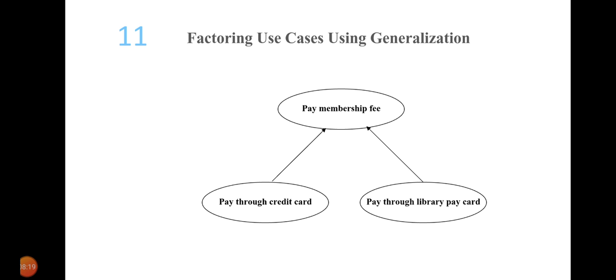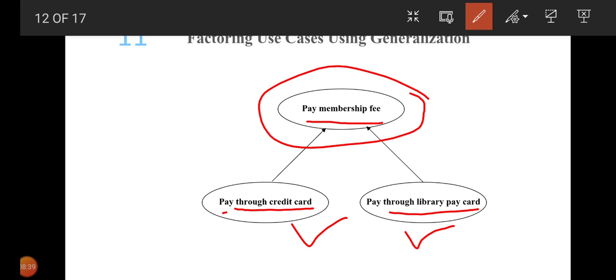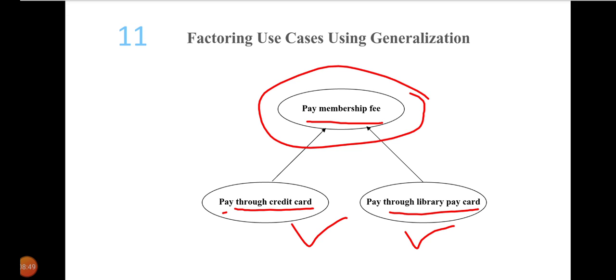So let us look at how these look like. When we are factoring using generalization, if we look at pay membership fee, this is a use case, and it can be done in multiple ways, like paying through credit card, paying through library pay card. So these are specialized versions of this generalized use case. We can represent them this way, using an arrow pointing from the specialized use case to the generalized use case.